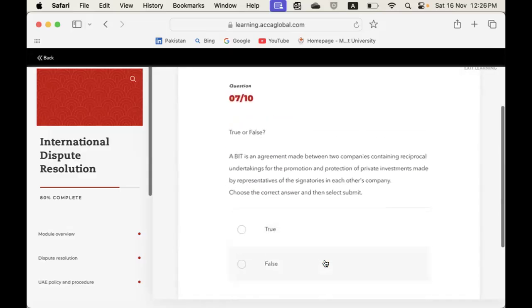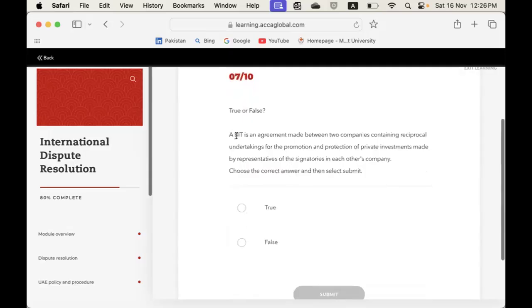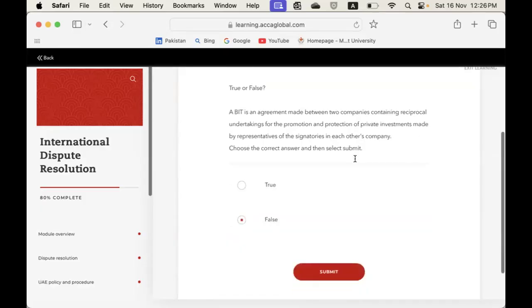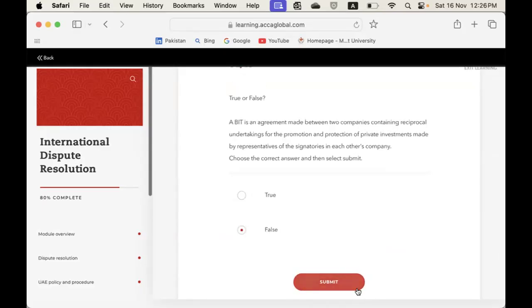Let's look at point number 7. A BIT, bilateral investment treaty, is an agreement made between two companies containing reciprocal undertakings for the promotion and protection of private investment made by representatives of the signatories in each other's companies. Choose the correct answer. It is false. Everything was correct, but in the end they mentioned companies. This is a bilateral investment treaty, signed between two governments, not companies.